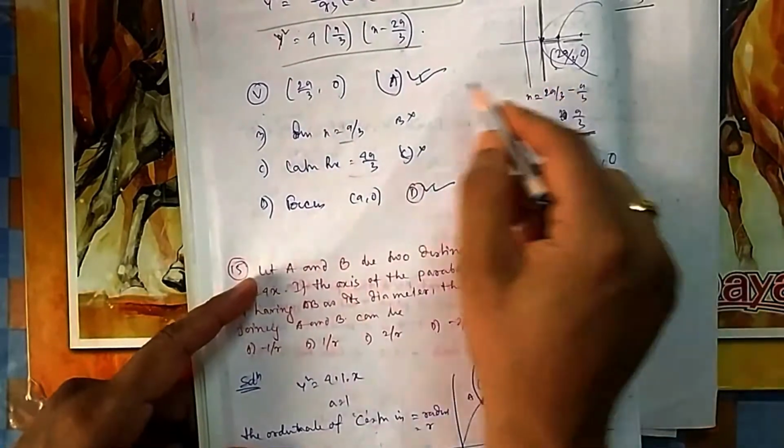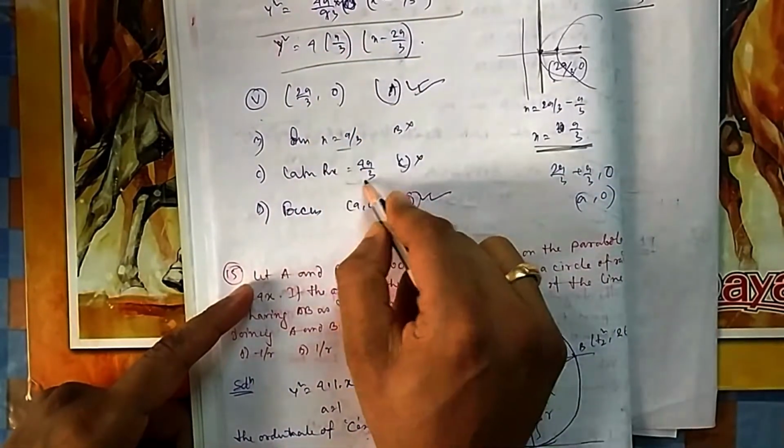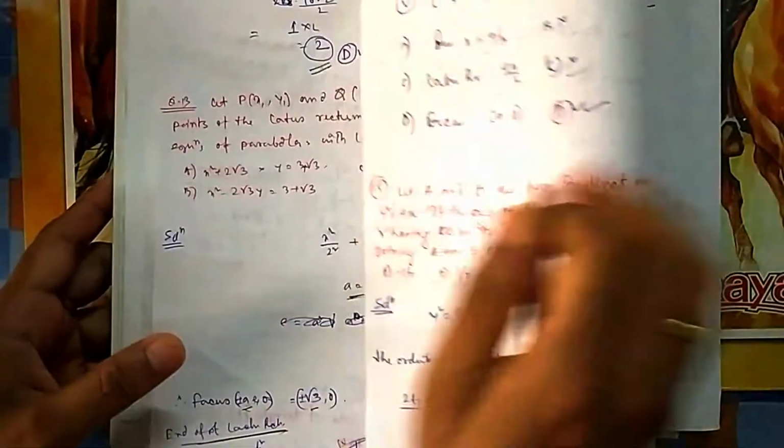C, latus rectum is 4a by 3 because it is a. So it is always 4a by 3. But they are saying different. Latus rectum is 2a by 3. So C is also not correct.